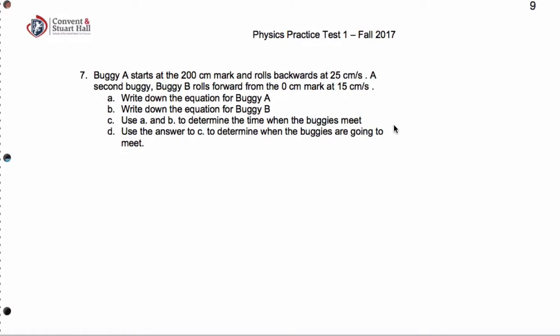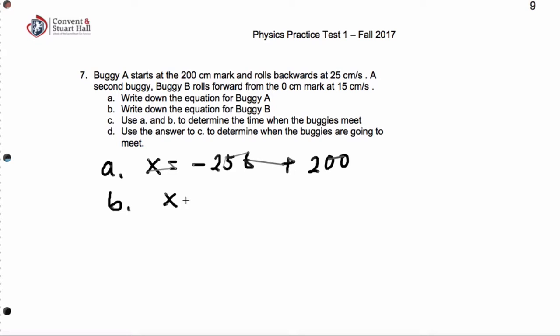All right, so now we have a buggy that starts at 200 centimeters and rolls backwards at 25 centimeters a second. We have a second buggy that rolls forward, and we want to know the equation for buggy A. So using the slope-intercept form, we have x equals negative 25 times t plus 200. And for buggy B, we have x equals 15 times t.